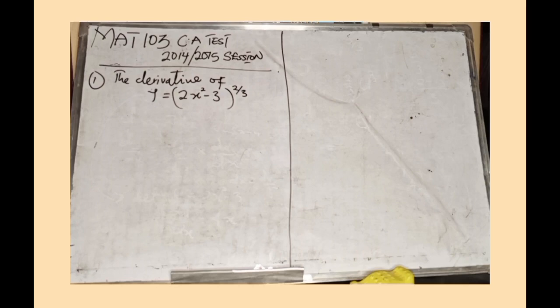So now we want to solve past questions for MAT103. First we are starting with the 2014/2015 session. The first one here, we are asked to find the derivative of y equals (2x squared minus 3) all power 2/3.